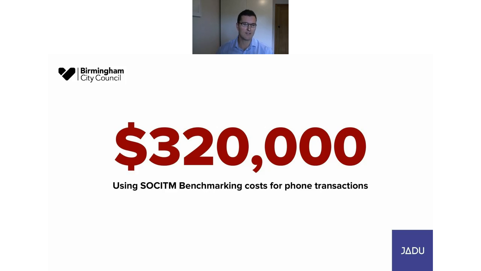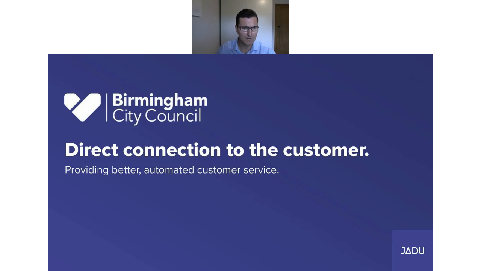So in terms of the size of the prize for Birmingham, with this particular service type, there was a potential $320,000 per annum saving by targeting those phone transactions and moving those onto the web. But it was more than just a cost-saving exercise for the council. They were really laser focused on how they could better serve their customer.